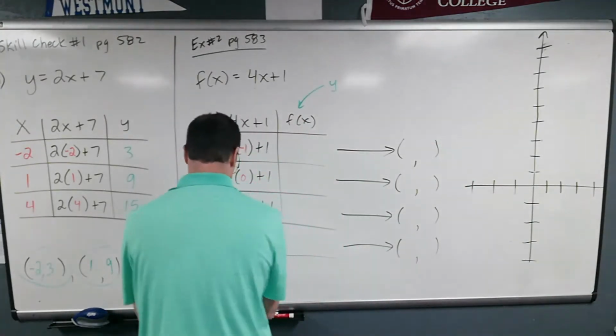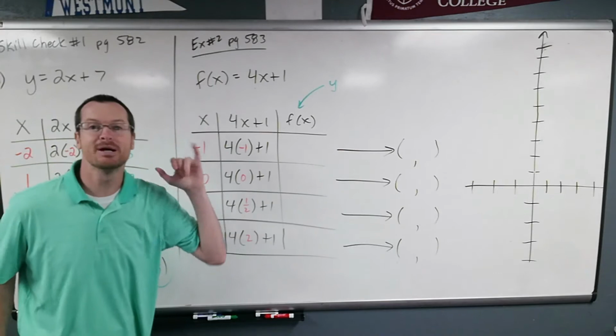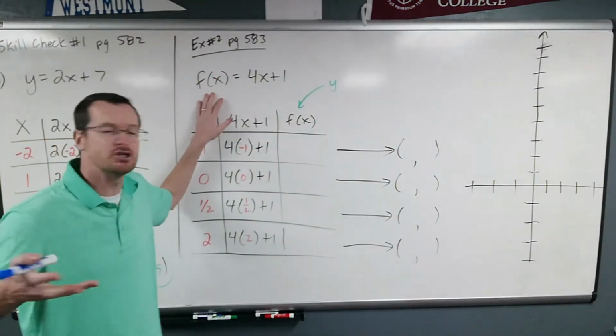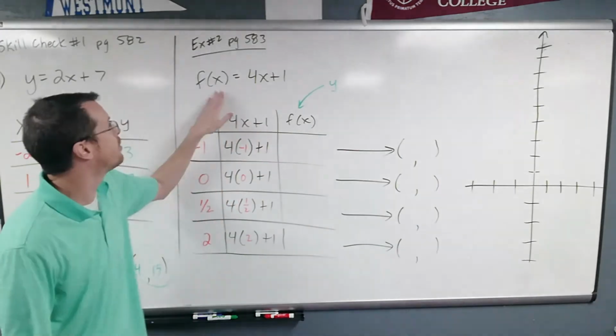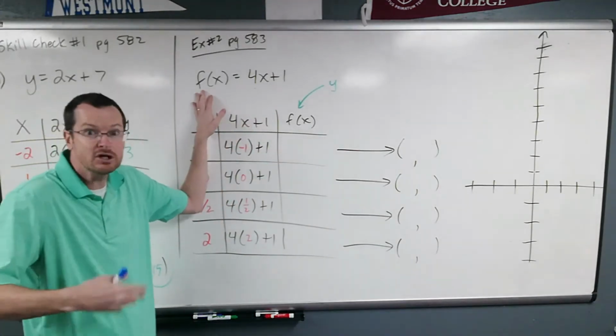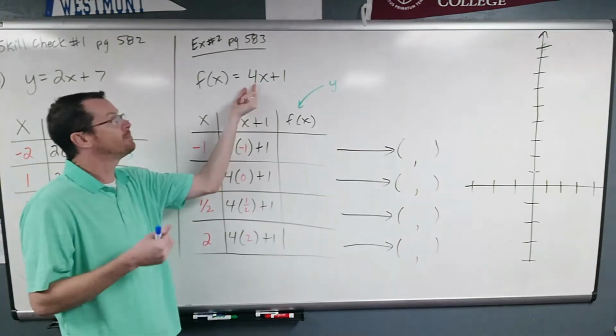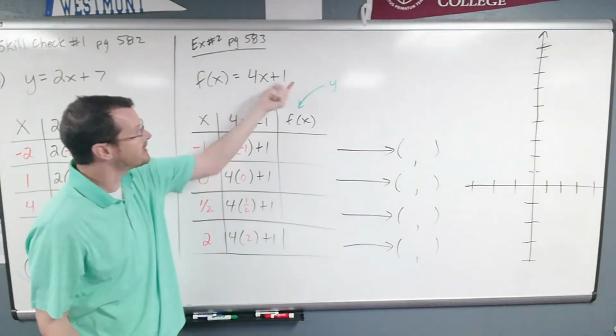Okay, so let's go ahead and keep on going. Let's look at example number 2, page 583. f of x, my function, or you could call it y, I don't care. y equals 4x plus 1. This time we're going to take our x as our inputs, multiply by 4, quadruple it, and then add 1 to it.